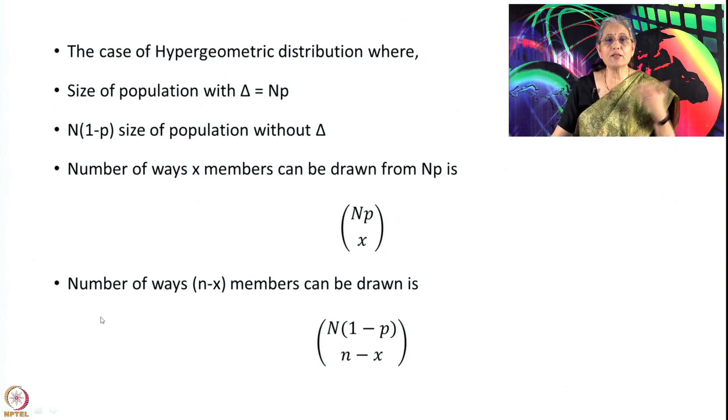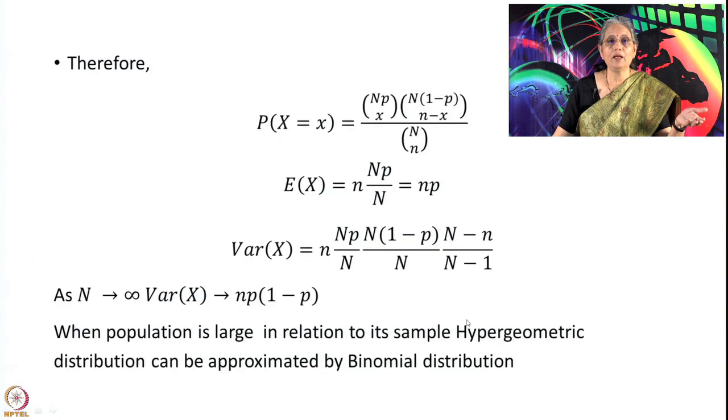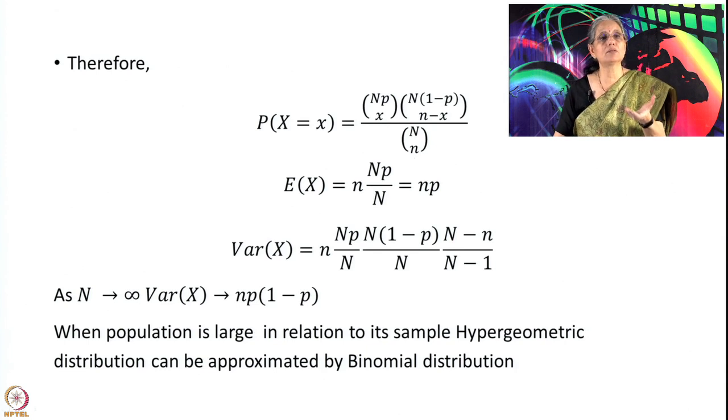The number of ways the rest of the members have been drawn: they must have come from the N times 1 minus P population because they do not have the characteristic delta, and therefore that has to be N times 1 minus P choose n minus x. Therefore, the probability of X equal to x becomes NP choose x multiplied by N times 1 minus P choose n minus x, divided by the total number of trials, which is capital N choose small n. We have chosen small n members from the capital N, so that comes in the bottom.